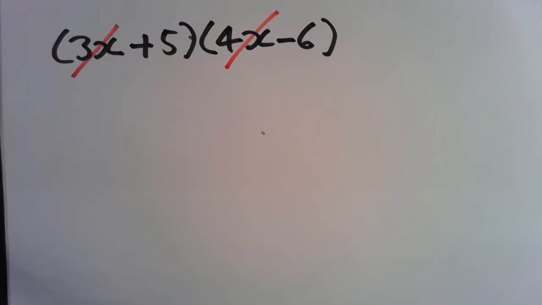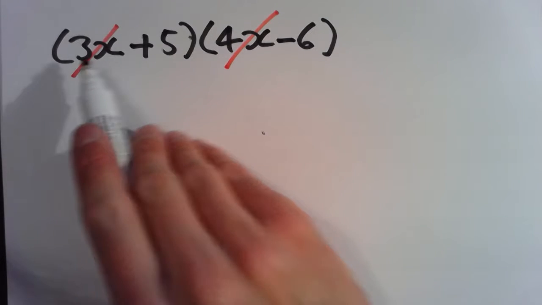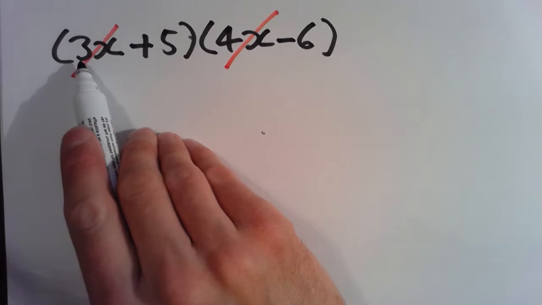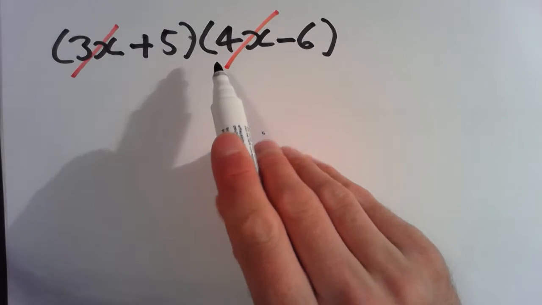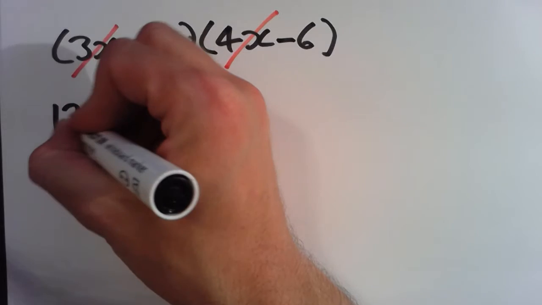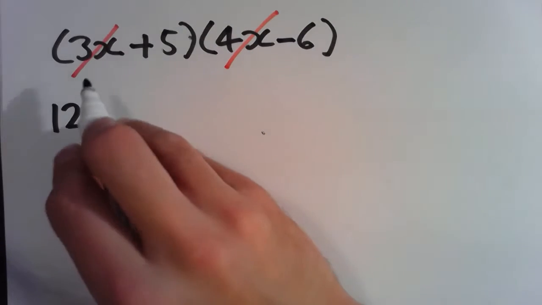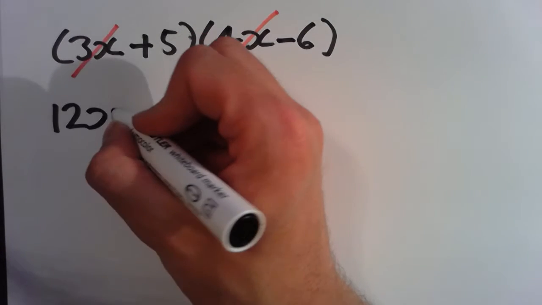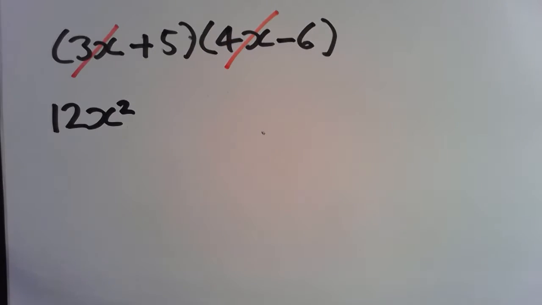Now we need to do two things here. The first is we are multiplying. So we multiply the 3 by the 4. 3 times 4 is 12. Then we multiply the x. X times x is of course x squared.